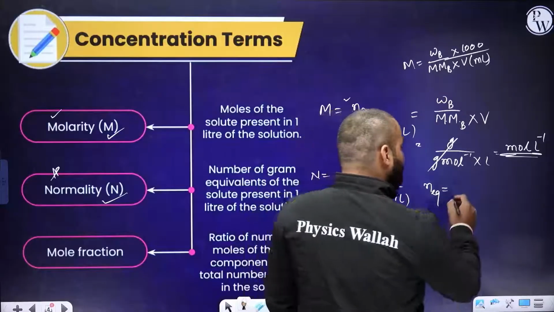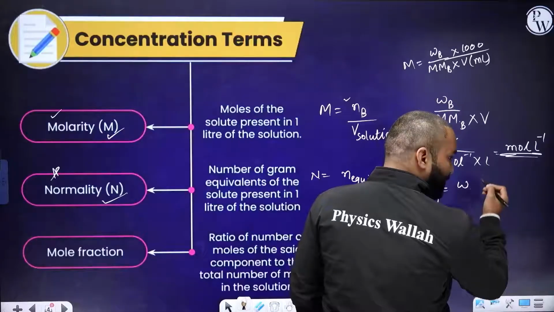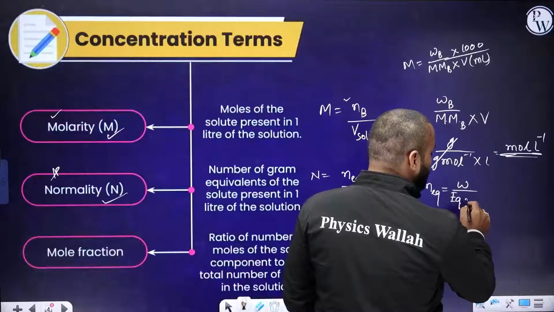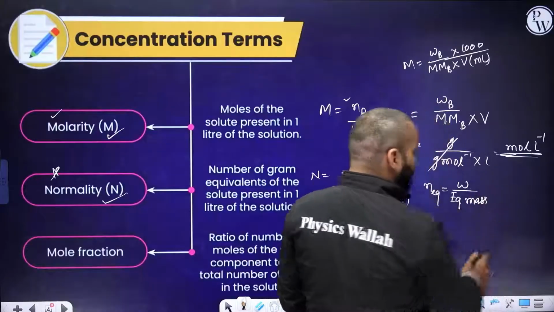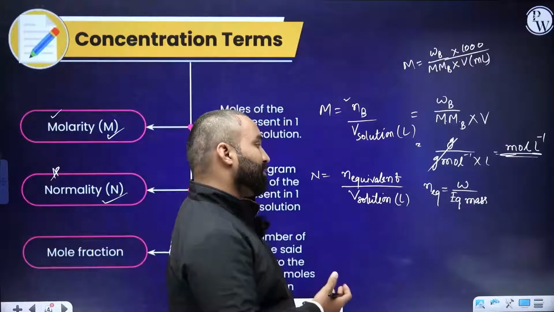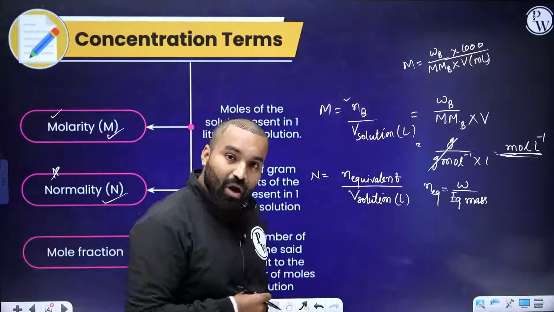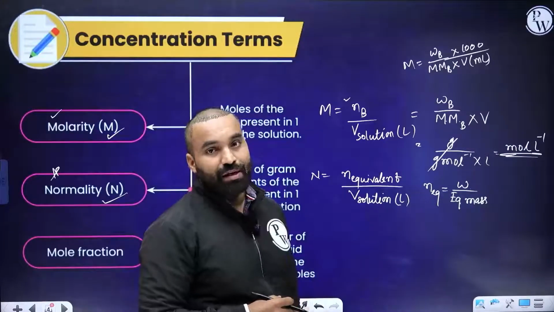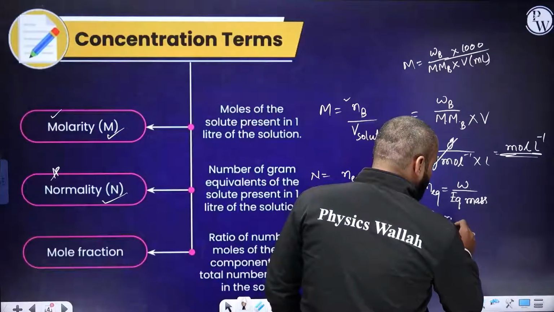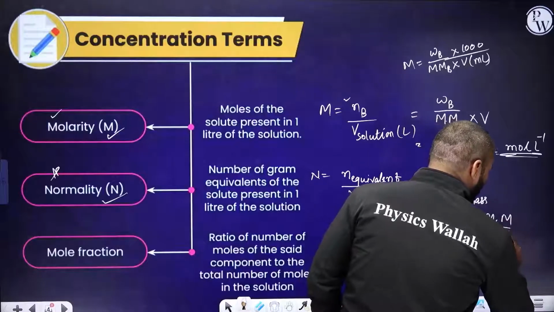Number of equivalents would be equal to the given weight of the solute divided by its equivalent mass. I will not go into the detail of it because this will come again in electrochemistry, because there we have to follow Faraday's law. There also we require equivalent mass. Also it is used in the redox chemistry chapter. Now equivalent mass is equal to molar mass divided by N factor.